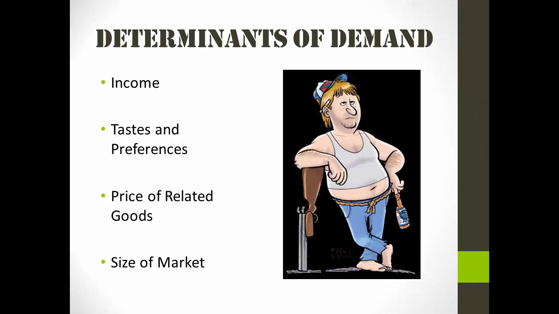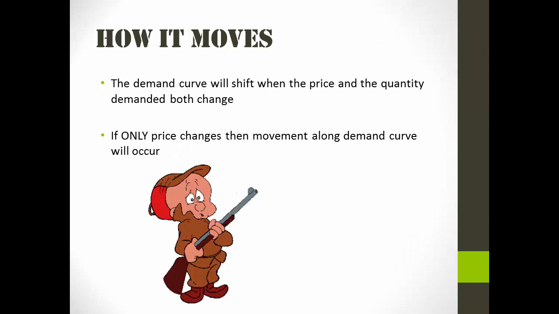Everything I just talked about helps determine what happens to the demand curve. The demand curve will shift when the price and the quantity demanded both change. If only the price changes, then there will be movement along the demand curve. So what does a shift look like? Like I said, a shift occurs when price and quantity demanded change.